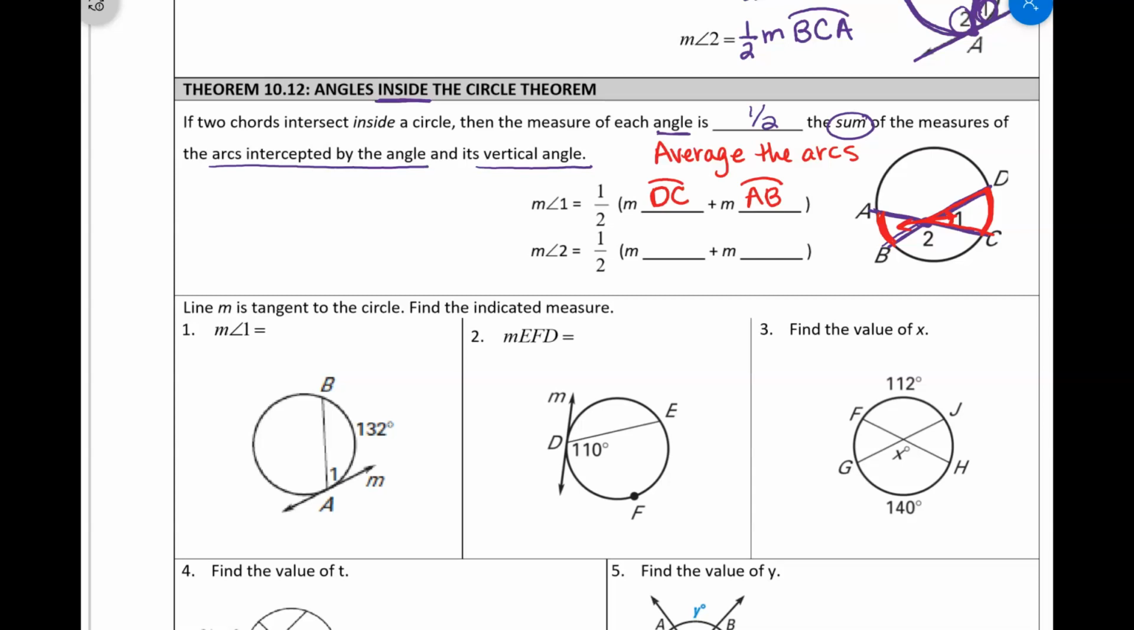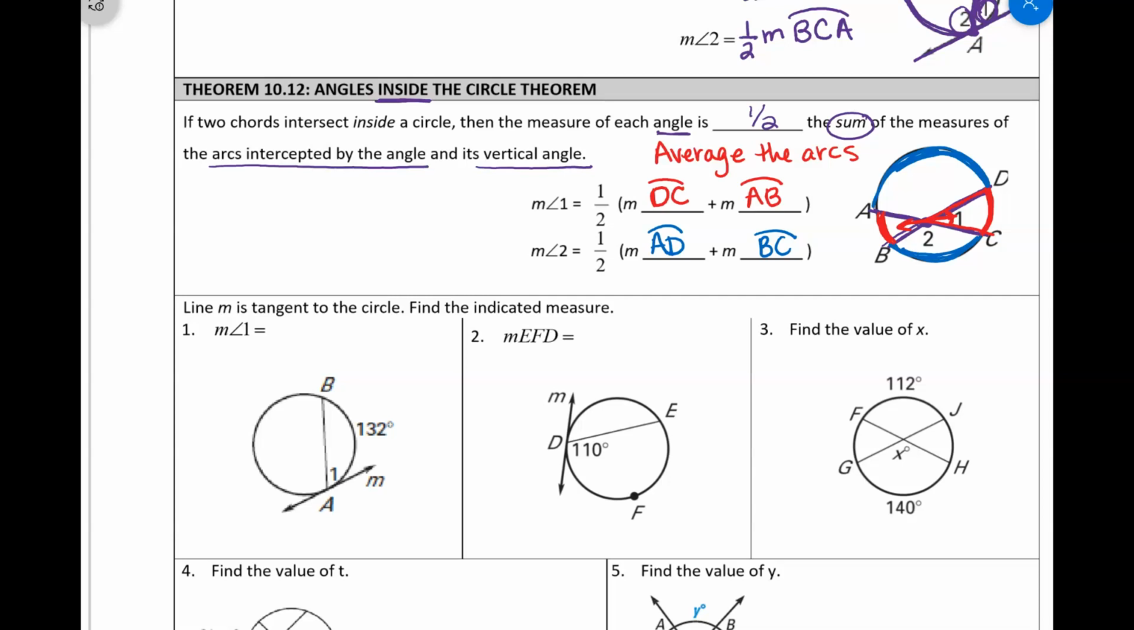Now, looking at angle 2 is going to be here. This is BC and AD. So angle 2 is going to be adding up arc AD and arc BC. So you average and you take half.